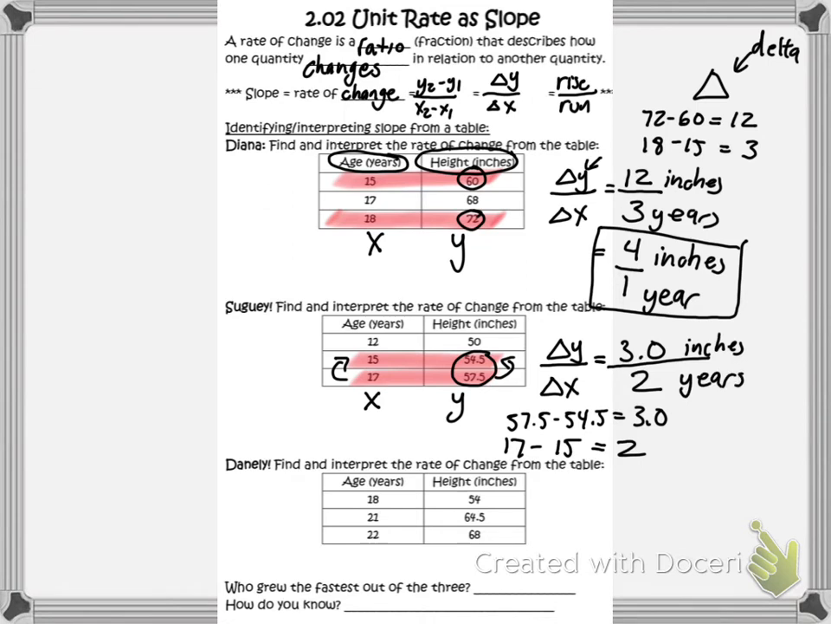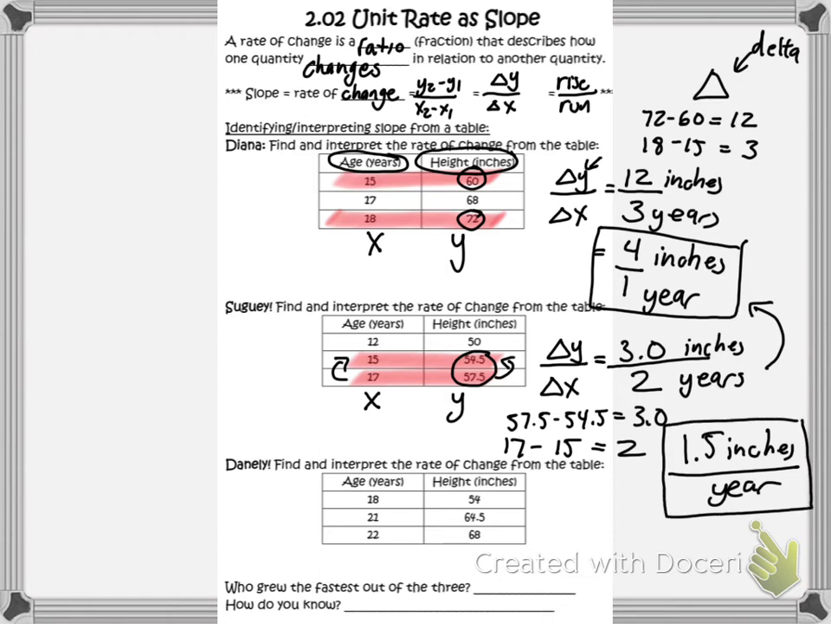Now, 2 years is kind of hard if we want to compare this later on. Let's go ahead and change this into 1 year. So let's actually divide this. 3 divided by 2 will give me 1.5 inches a year. So Suhei, who is represented by the second table, is growing at a rate of 1.5 inches a year. Now go ahead and find Daniele's, then click play to check your answers.